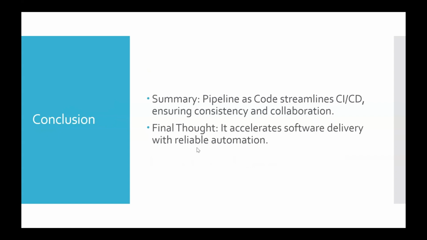So we discussed pipeline as code in this video. We discussed how pipeline as code streamlines CI/CD, and how this ensures consistency and collaboration. Also, if you are using pipeline as code, nobody will be able to directly go and modify your pipeline. They will have to go through the pull request. They will have to create the feature branch and get the pull request reviewed. Then only they can merge the changes in your pipeline, so that this will be consistent and reliable.